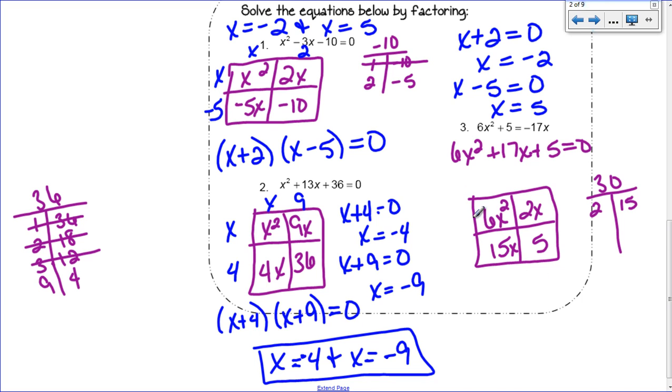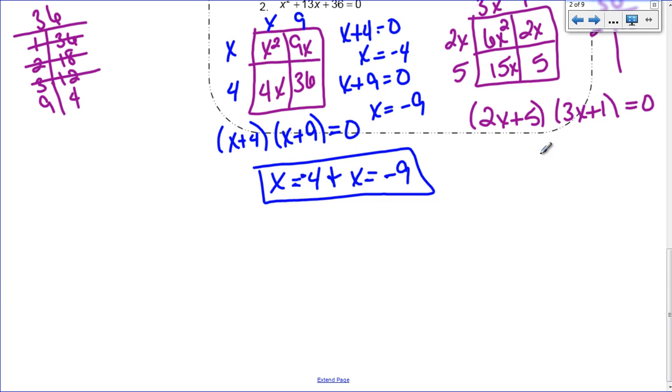Alright, so we're going to factor. I've plugged in everything I need. My greatest common factor here is 2x. Here is 5. That's going to be a 3x, and that's just a 1. So my two factors are 2x plus 5 and 3x plus 1, and it equals 0. Now I'm going to do the same thing that I did with the other ones. I'm going to take each factor and set it equal to 0. They're just a little more difficult to solve, just because they have extra steps.